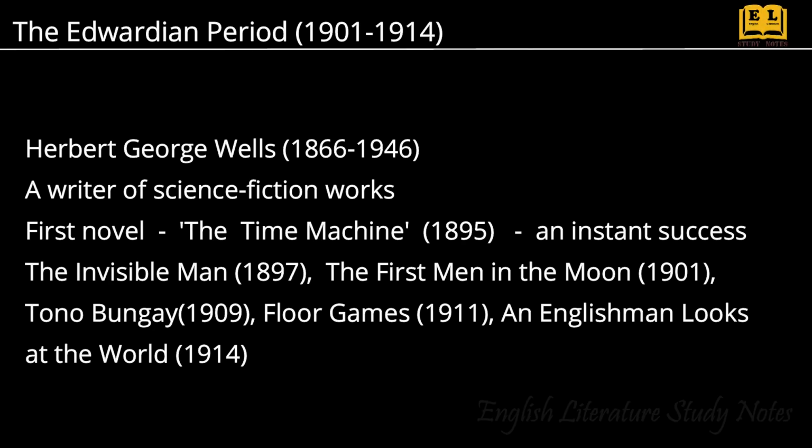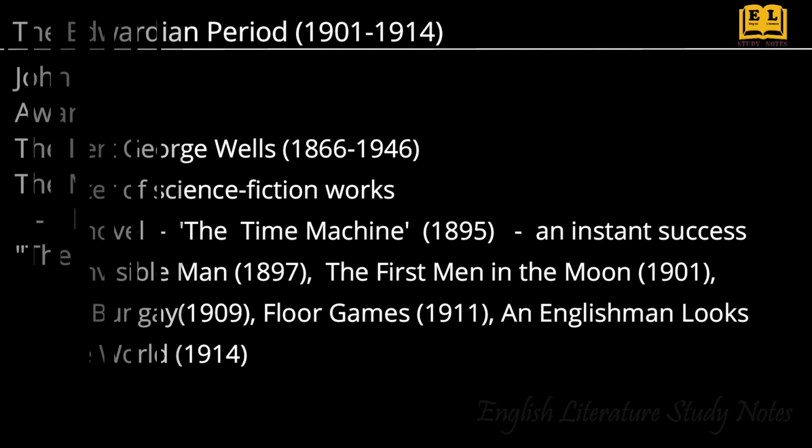H.G. Wells was a writer of science fiction works. Wells' first novel, The Time Machine, was an instant success. His other significant works are The Invisible Man, The First Men in the Moon, Tono-Bungay, Floor Games, An Englishman Looks at the World, etc.